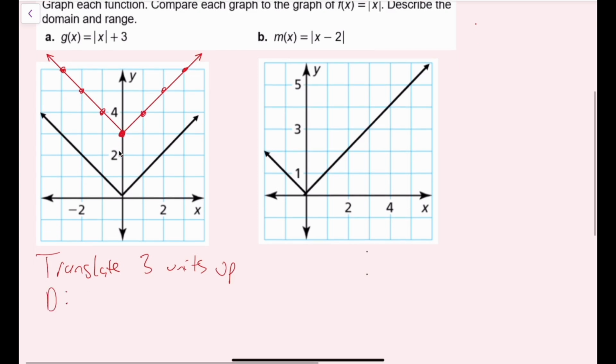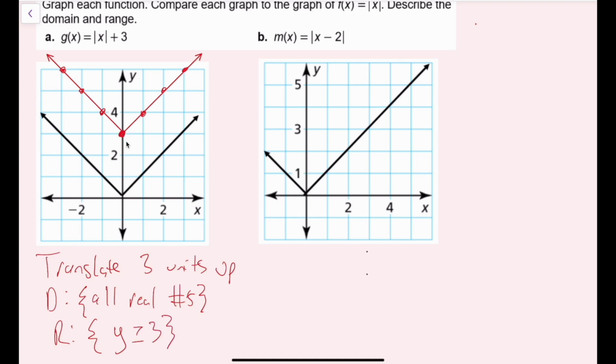So it's all real numbers. And then my range, well, let's look at my lowest y value. My lowest output value is 3. I can't have any value that's lower than 3 for my new function. So my range is going to be y is greater than or equal to 3. And now we're done with part A.